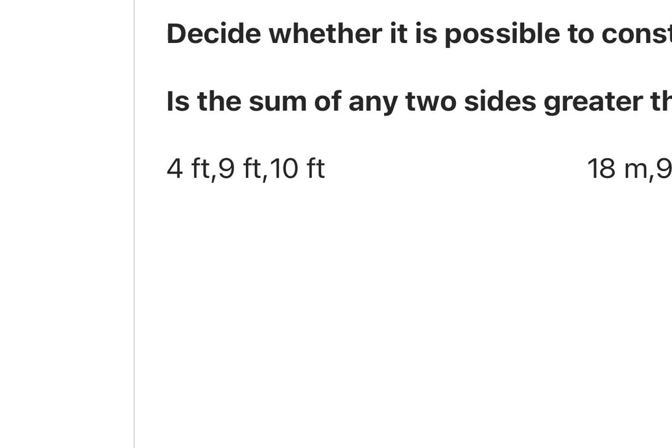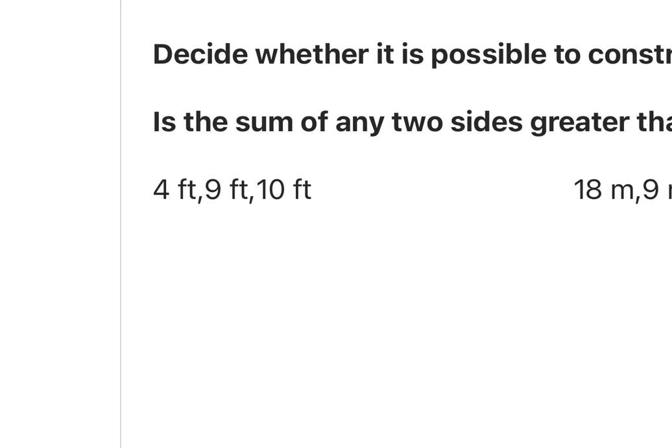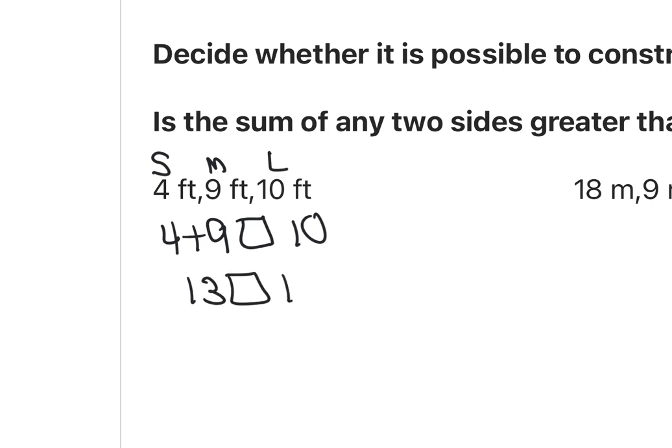So let's look at this here and decide, yes or no, if they will. If we think small, medium, and large, our 4 is going to be our smallest side, our 9 is going to be our medium length side, and our 10 is going to be our largest. So small plus medium, 4 plus 9. We have to decide, is that going to be greater than, less than, or equal to 10? Well, 4 plus 9 is 13, and 13 is greater than 10.